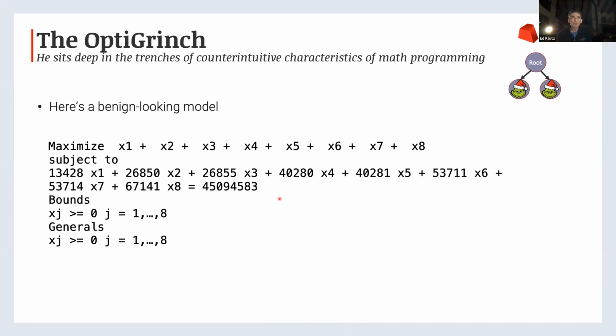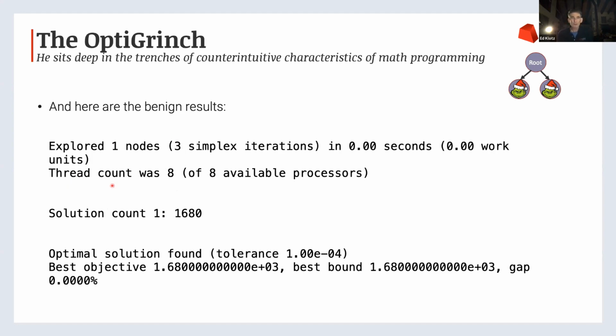So here we have the Grinch, where it's not about precision, it's about sort of counterintuitive characteristics of math programming. So we have a very benign looking model with 8 general integer variables and a single constraint, which we could view as an equality-based knapsack constraint, where each of the coefficients represents the weight of the 8 different objects that can be put in the knapsack, and you can put some number of them. All right, so this looks pretty benign, so let's see how Gurobi does. And yeah, the results are pretty benign.